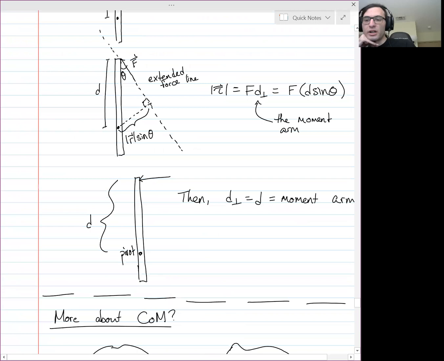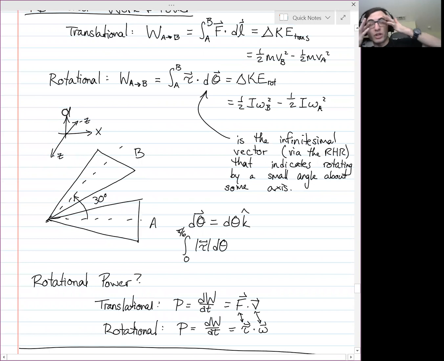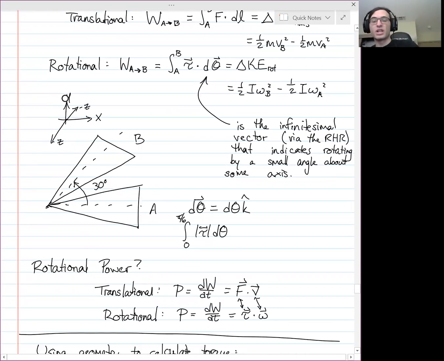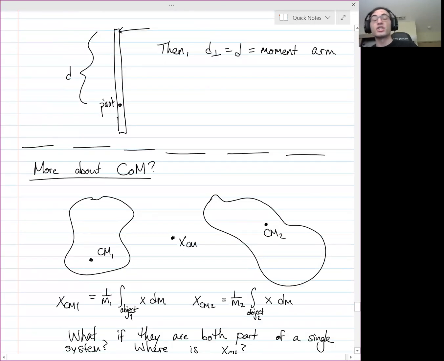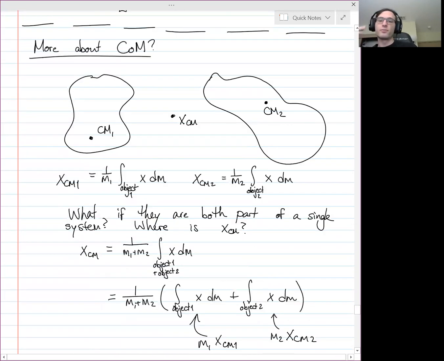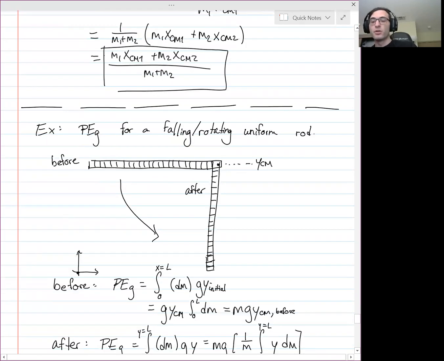But the rotational work has a work energy theorem. So the rotational work done is equal to the change in the rotational kinetic energy. So you can combine those two facts to get an energy conservation-like thing, where you have change in potential energy plus change in kinetic energy equals 0.